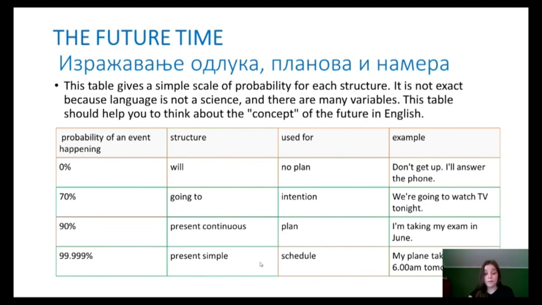And the last one is present simple. The probability is 99.99, so almost 100% of something happening. This is something scheduled, it's a fixed event in the future, and it always happens at the same time in the future. My plane takes off at 6 a.m. tomorrow. So this is a fixed event in the future.